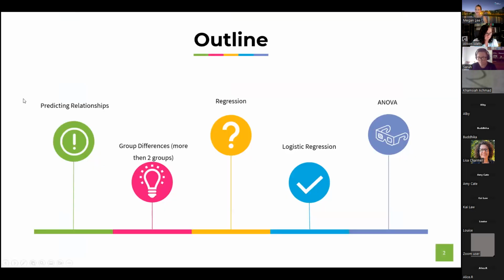So today we are getting into a little bit trickier, more advanced areas of statistics and SPSS. We're going to be looking at predicting relationships and group differences when there's more than two groups. That will involve different types of regression, and I'll step you through the different types that there are and what they would be used for. And also ANOVA, which is an analysis of variance. When we have more than two groups, we can look at the differences between the averages of each group.